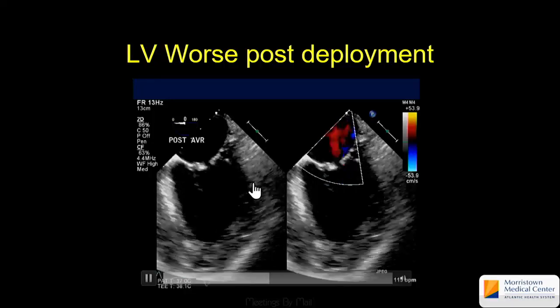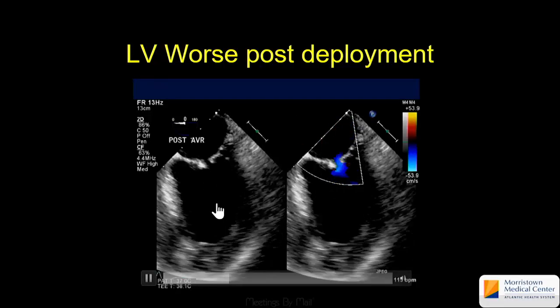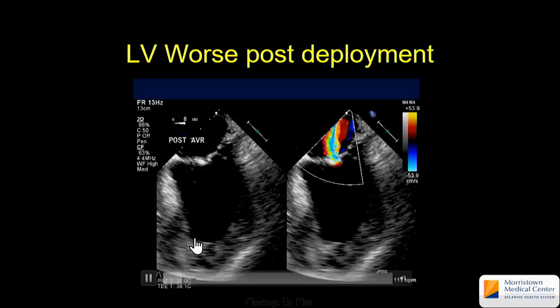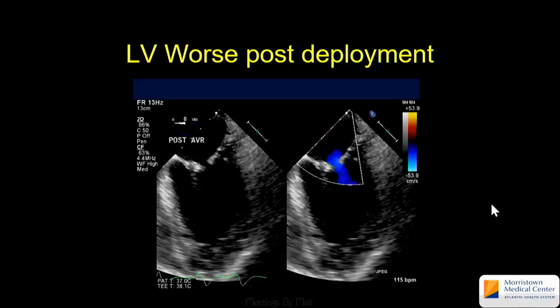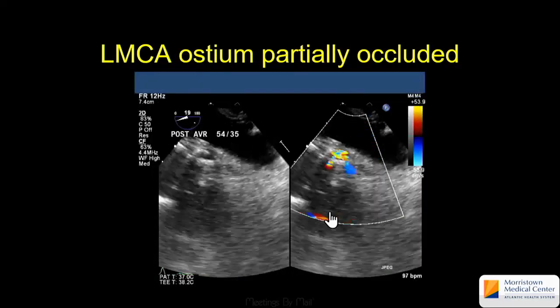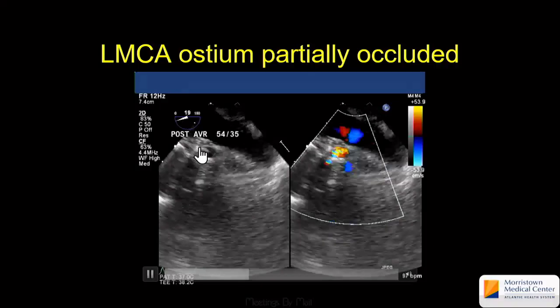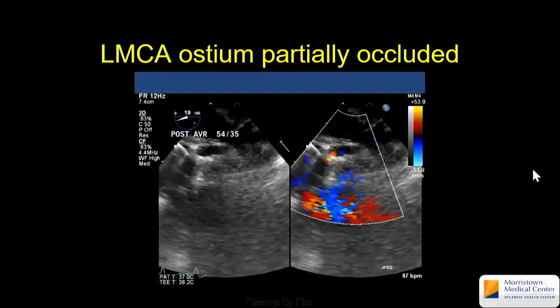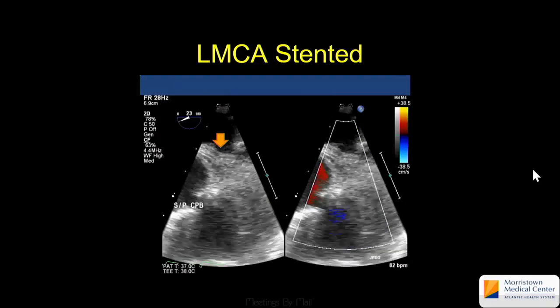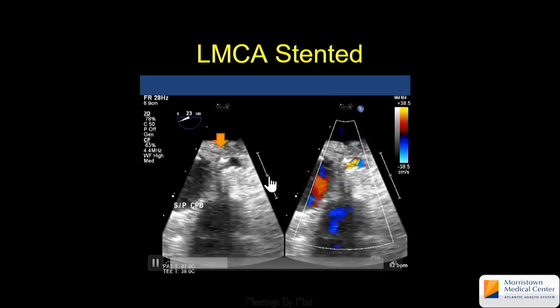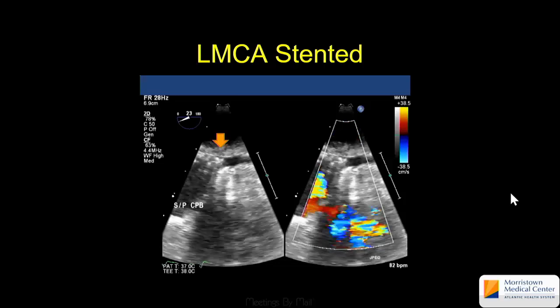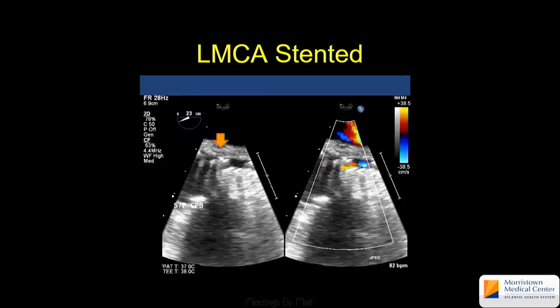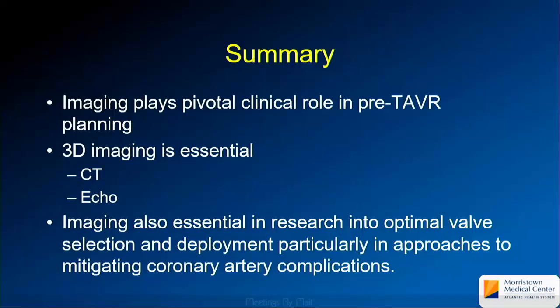This is a different patient, but the same scenario, left main occlusion. And you can see here this left ventricle is not moving at all. And when we look at the left main, you can see a little PISA even, showing you that there's obstruction to flow across the left main, explaining why the patient's doing badly. And you can see here that in this case, again, it was possible to successfully stent the left main.